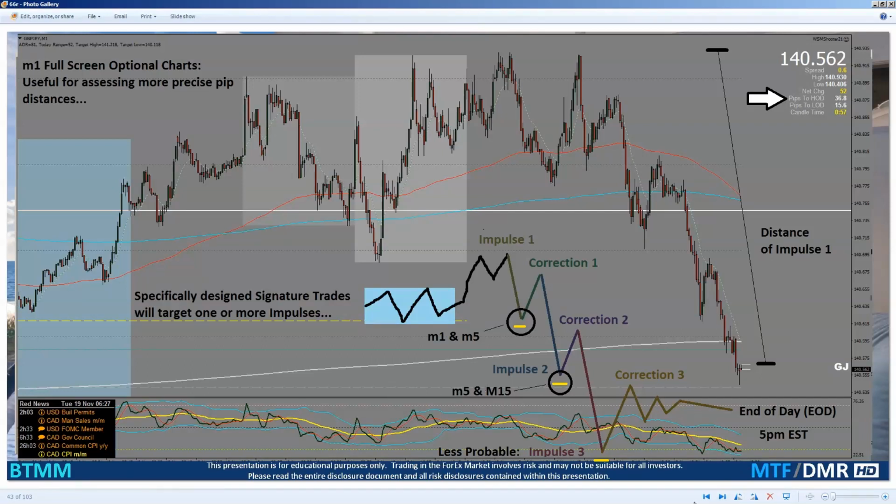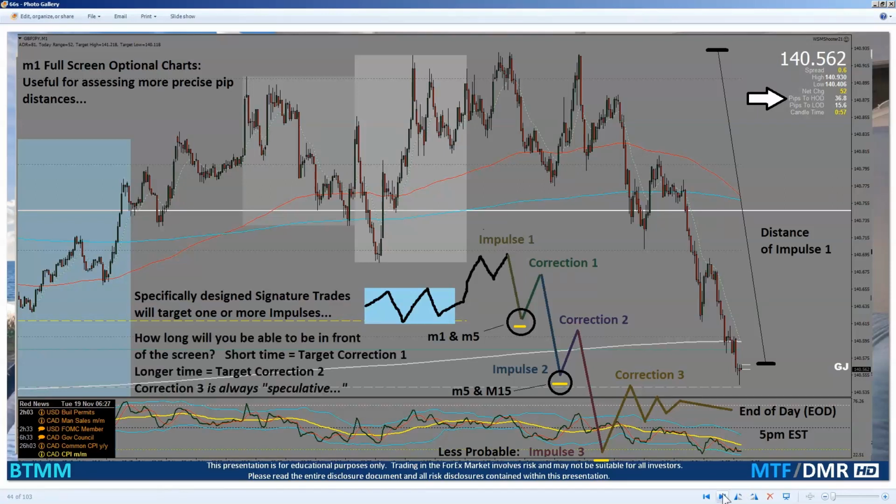And then, of course, you get down into the impulse 3. That's actually statistically less probable. I know it's something that we teach and we make it appear that every single pair does this every time, but it's actually not true. It's actually a little less probable, this move down into this impulse 3, although sometimes the impulse 3 is the most significant and longer move. Still, you want to park yourself on these first 2 for high probabilities. Okay, how long will you be able to sit in front of the screen? We just covered that. Short time, target correction 1.